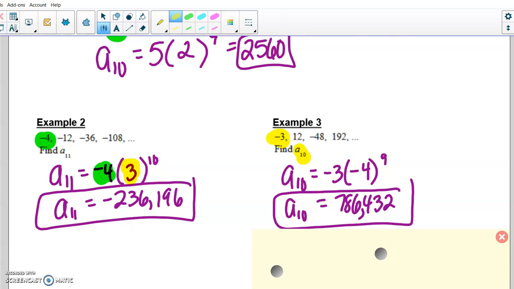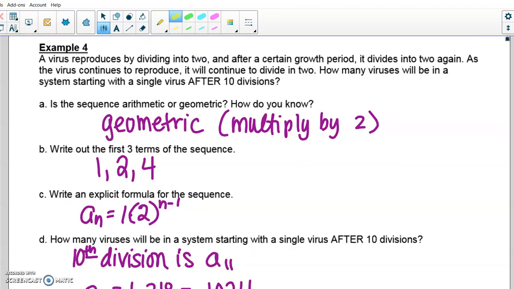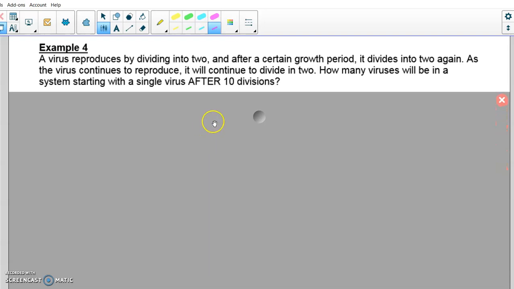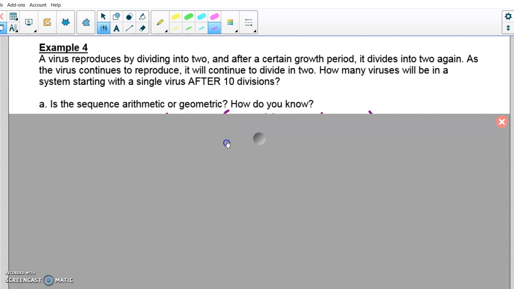All right, last example, a word problem. It says a virus reproduces by dividing into 2 after a certain growth period. So basically it's doubling. If it started at 2, it would be at 4 next, and so on. Kind of like the coronavirus. Fun. So a virus reproduces by dividing into 2, and after a certain growth period, it divides into 2 again. As the virus continues to reproduce, it will continue to divide into 2. How many viruses will be in a system starting with a single virus after 10 divisions?